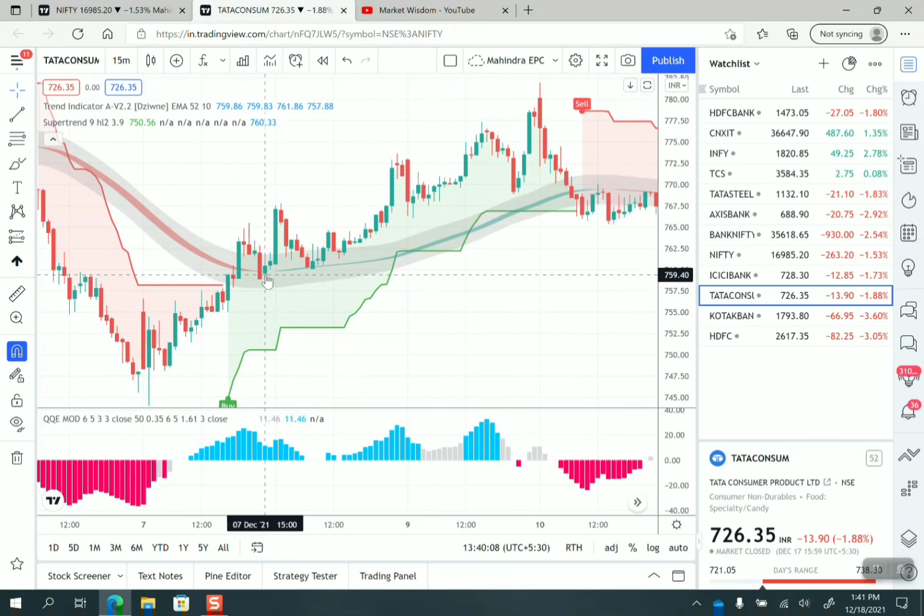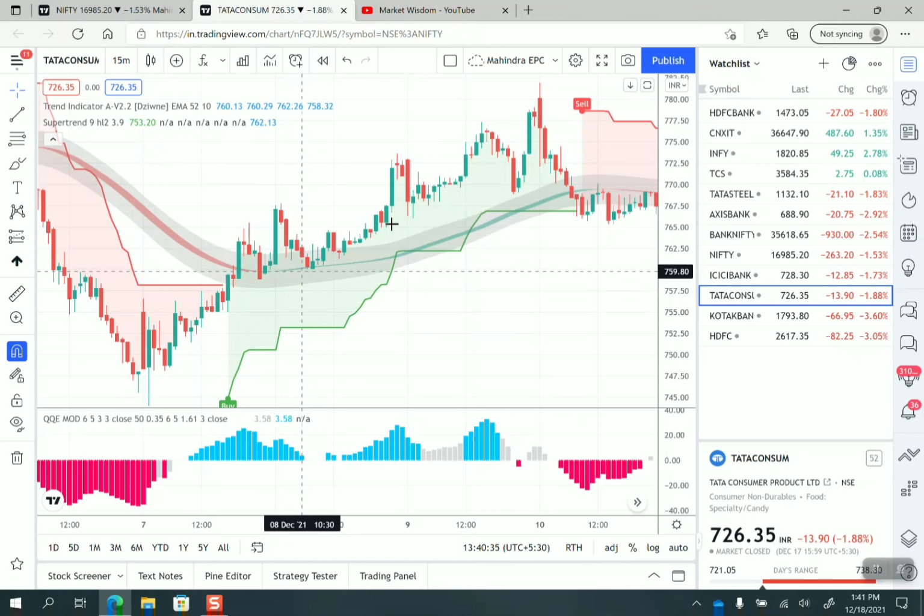So let's say we have initiated a trade over here. The level is 759. As soon as this trend indicator turned green, let's say we have taken a trade at 759 or 760 for round figure, and the stop loss in that case will be the lower end of the band, which is 757. Not that big a stop loss, right? So it gives us good breathing space as well. If you don't want to take much risk, this is a very good strategy.